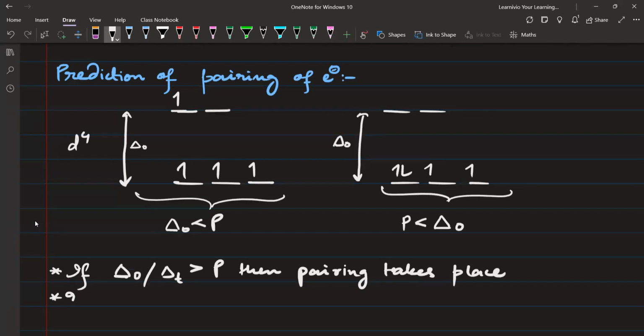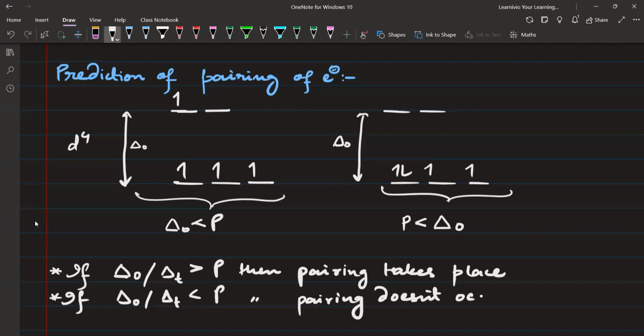But if del O or del T is smaller than the pairing energy, then pairing doesn't happen, doesn't occur. Okay, now we have to see what are the factors that affect the magnitude of del O and del T. Copy this down, raise your hand once you're done.